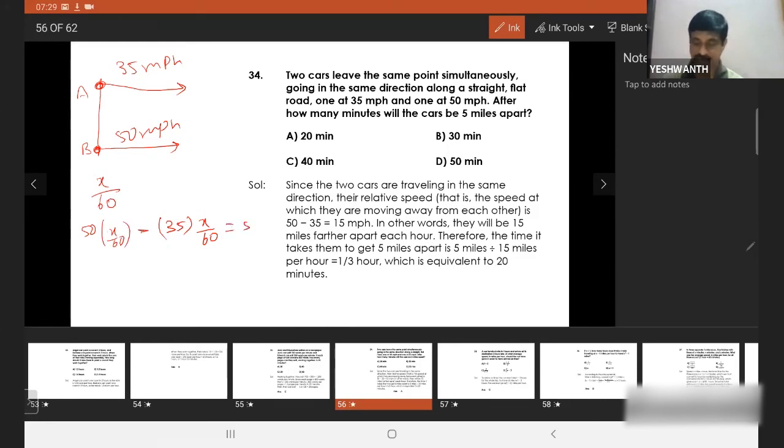So this is equal 5 miles, he said. The difference of distance is 5 miles, he said. Take X by 60 common into 50 minus 35 is 15 equal to 5. So X equal to 20 minutes. So option is A. Okay.